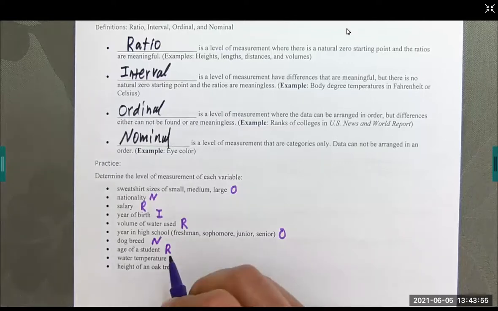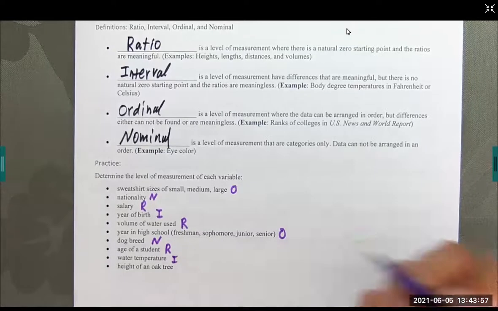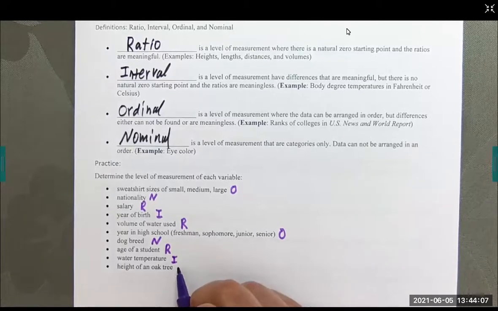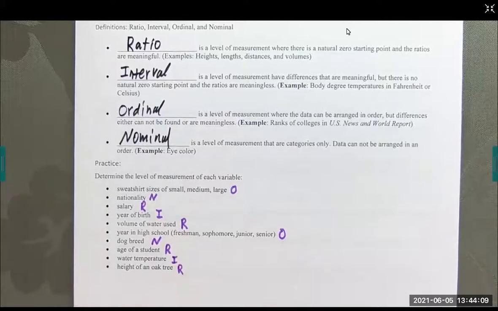Water temperature, that's definitely interval. When we're talking about degrees in Fahrenheit, which in real life, that's how we normally address that. Height of an oak tree, that is, again, ratio. When it is first coming out of the ground, it has 0 height. When it's 10 feet tall, and then later when it's 20 feet tall, it's twice the size that it was when it was 10 feet tall. I hope that clears things up a little bit.